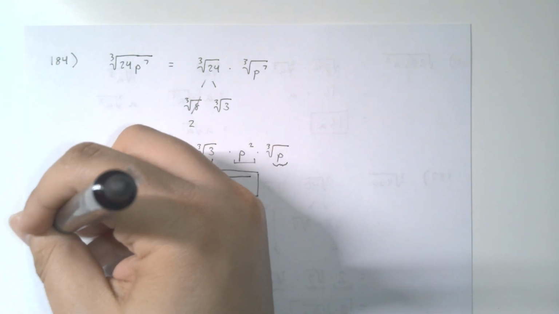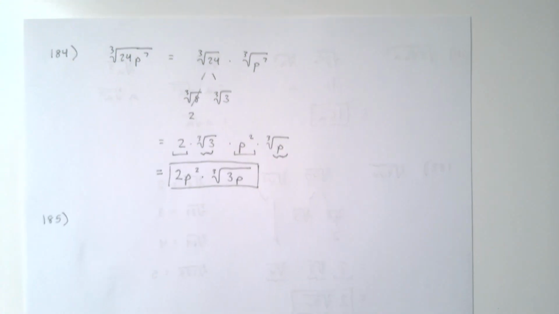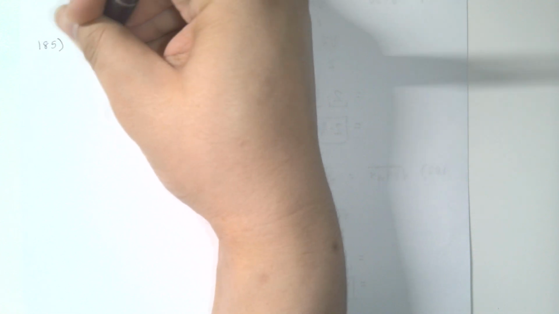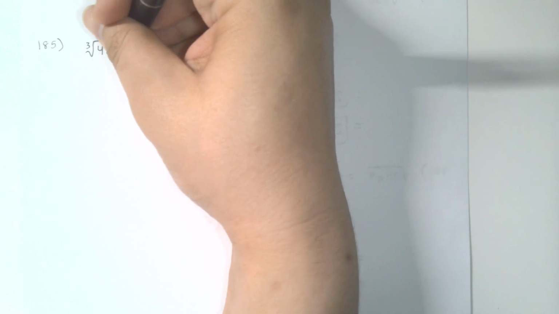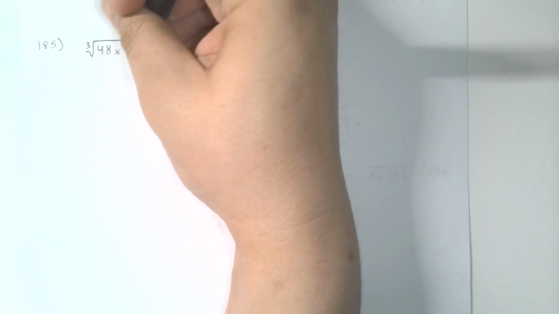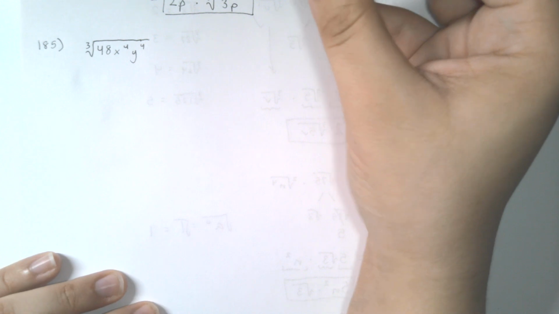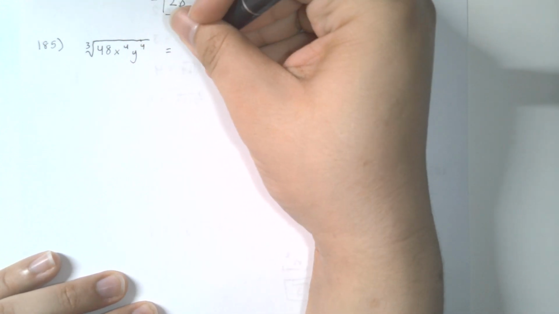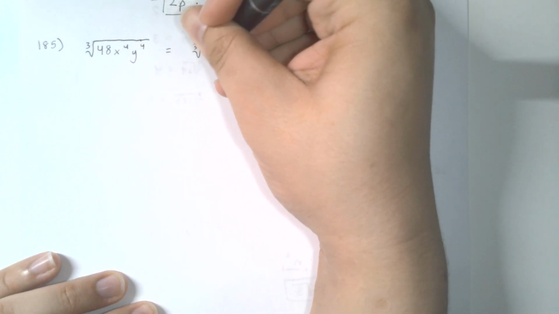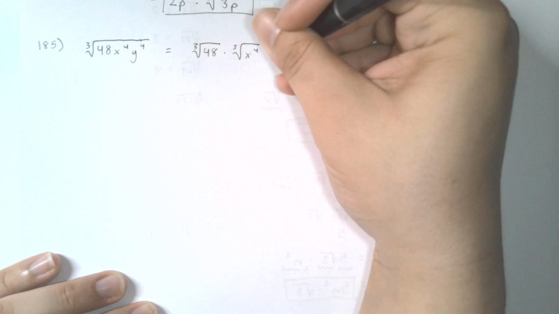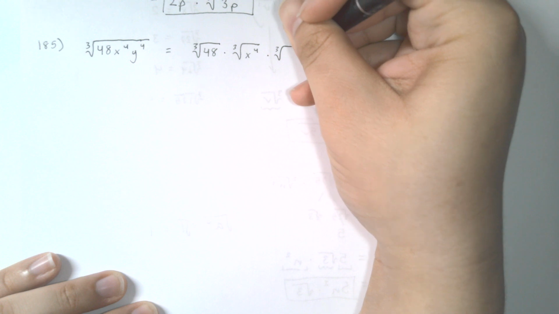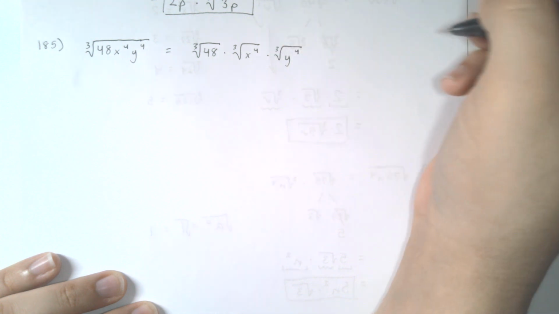Let's look at 185. So for 185, we have the cube root of 48 x to the 4th, y to the 4th. So just like before, we separate everything out. We have the cube root of 48, the cube root of x to the 4th, and the cube root of y to the 4th.